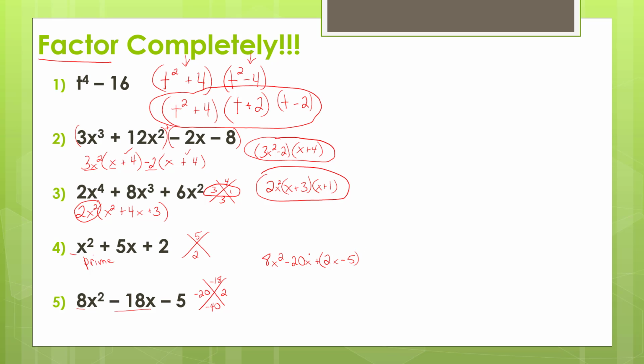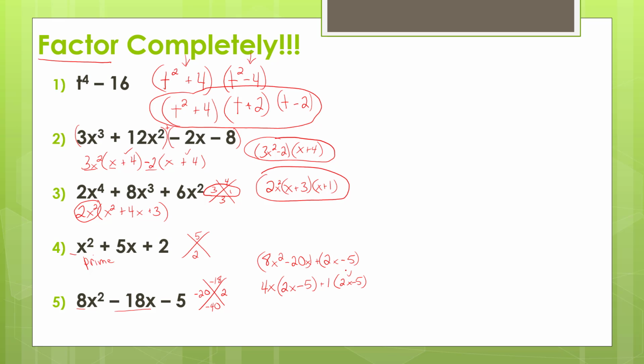And we want to group. All right, so 8 and 20 are both divisible by 4. 4 goes into 8 2 times. 4 goes into 20 5 times. 2x and 5 are both divisible by 1, which leaves 2x minus 5.